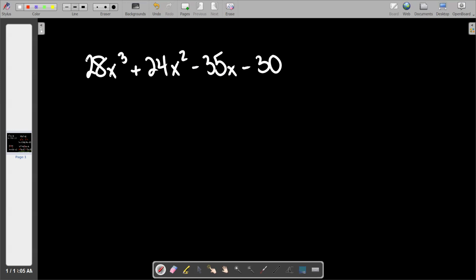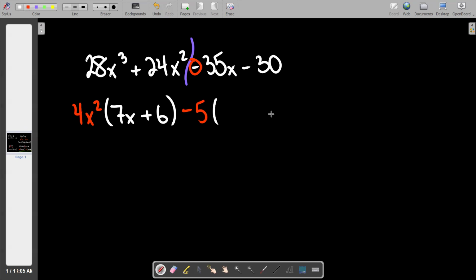It's grouping. We recognize it. We go 4 terms. I know what to do. Draw the wall. What's the GCF of the left side? 4x squared. What's left over? And then what do we do next? Drop your minus, like that. Pull out a 5, because I know that 35 and 30 can both be divided by 5, because I'm in high school. And then 7x, change the sign, 6. And you go, yeah, they match.